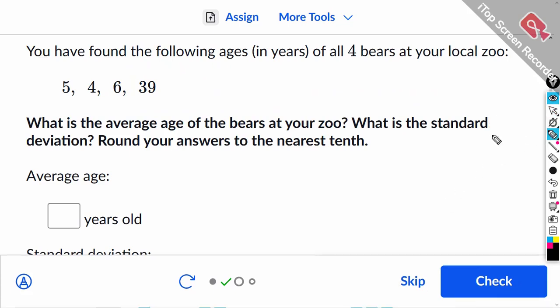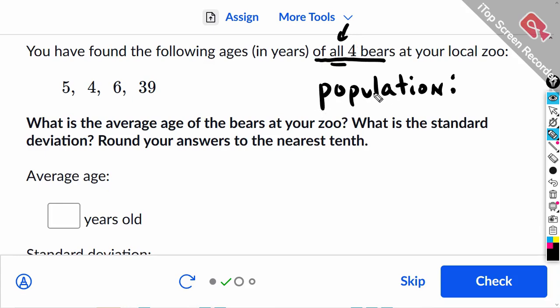All right, next up, you have found the following ages in years of all 4 bears at your local zoo. Okay, so is this a sample or a population? Well, it clearly says all 4 bears. So this is going to be a population. The last one was a sample because it was like 6 out of 22 lions. But right here it says all 4 bears. So it's the entire population of bears.